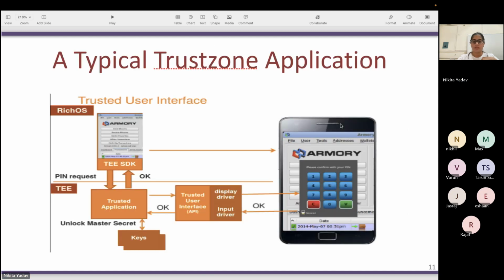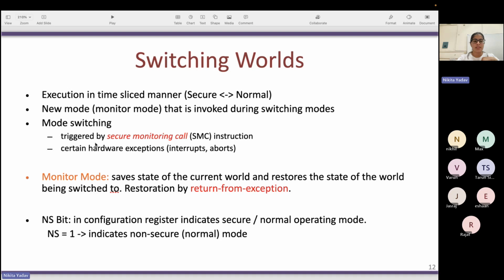So switching from normal world to the secure world is enabled in these two ways. One is a programmatic way. You can add these instructions in your OS code, and then the OS is going to change the mode. Basically, the OS calling this SMC instruction is going to cause an exception that will be caught by the monitor.